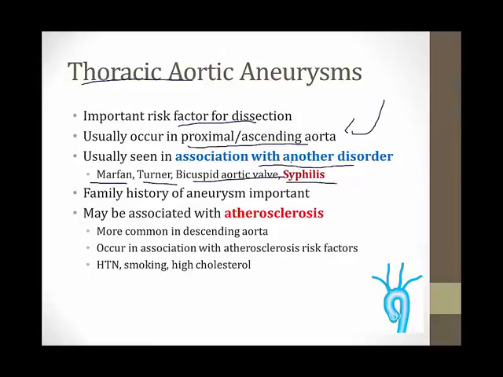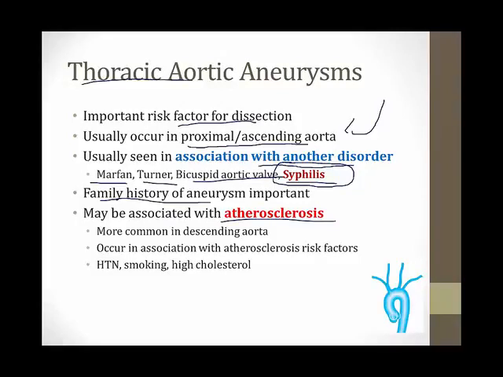And I've bolded syphilis because, like I told you before, decades ago this was far and away the most common cause. New and emerging data says that family history of aneurysm is very important. There are likely genetic factors that predispose to development of these aneurysms. And then finally, you should know that these can be associated with atherosclerosis, although it's far less common for thoracic aneurysms to result from atherosclerosis than it is for abdominal aneurysms, which we'll talk about in a minute.